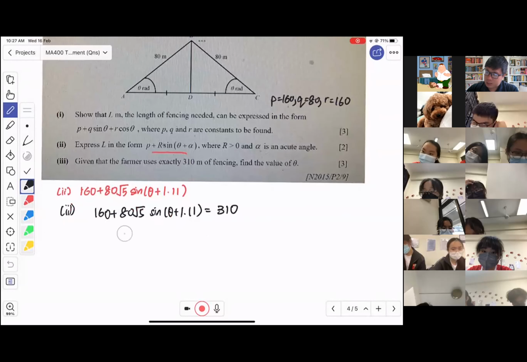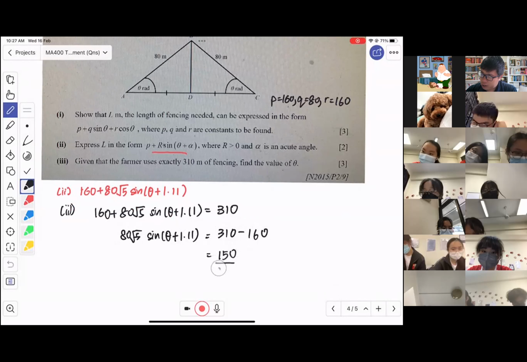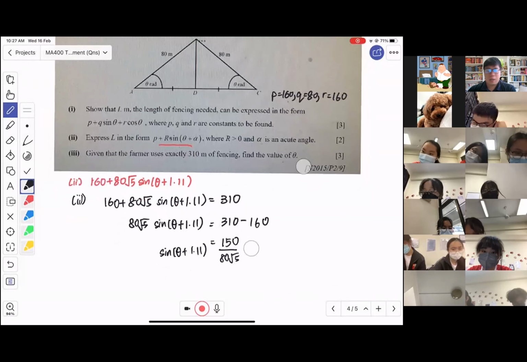Then after that, 80 square root 5 sine theta plus 1.11 equals 310 minus 160, which is 150. Then you divide by 80 square root 5, and from here you can solve your question already, which is eventually theta equals 1.04. Okay, this is for question 4, part 3, for those who asked.